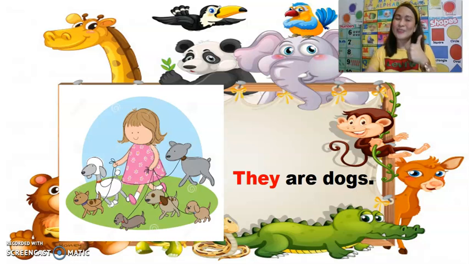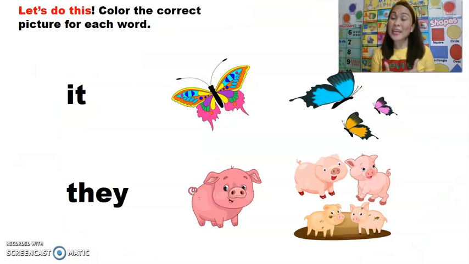Understand? Good. So by now you know already the correct usage of the word it and they. Again, we use the word it when we are referring to only one object or animal. We use the word they when we are referring to many objects or many animals. Okay, do not forget that one, kids.